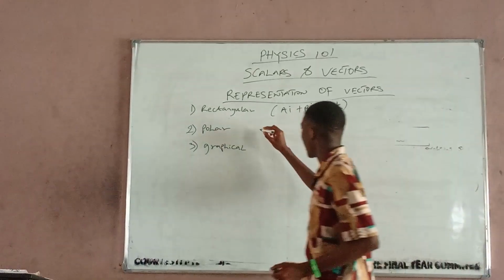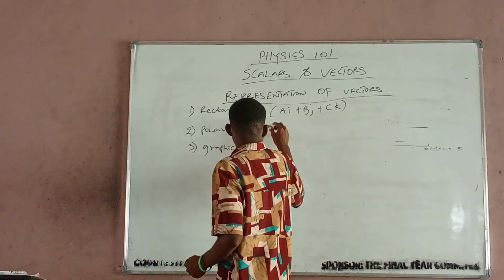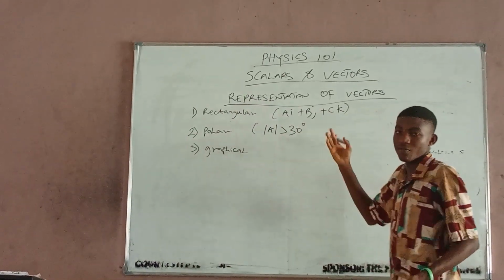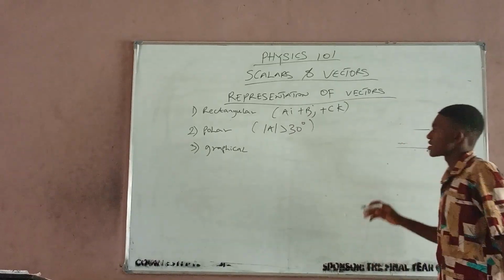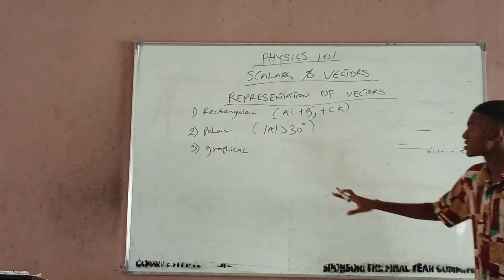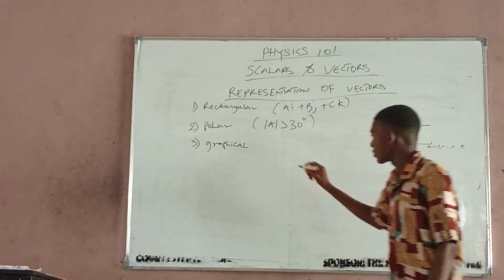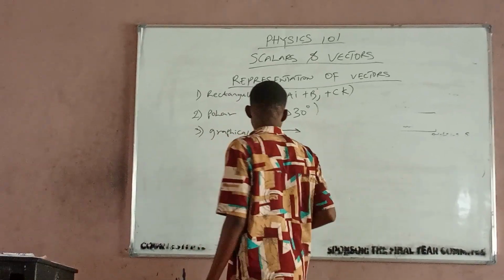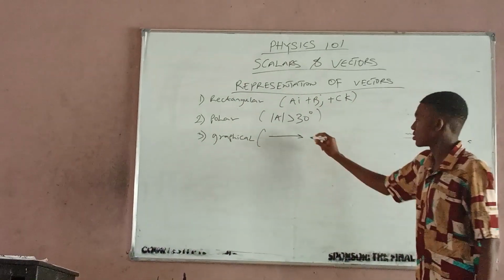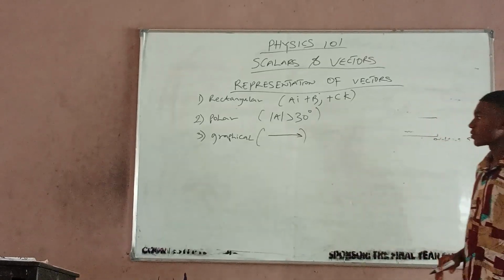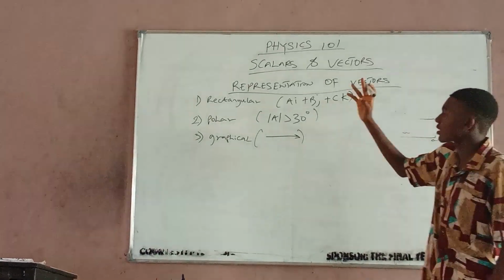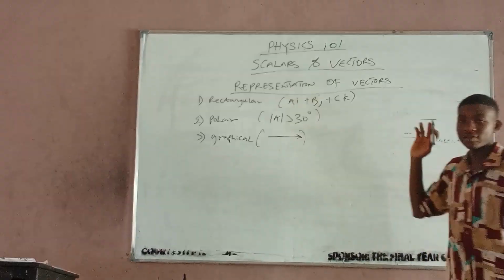Based on the polar form, we have A at 30 degrees, or any angle of your choice. This is the example based on the polar form. While based on the graphical form, we have something like this. These are the representations of vectors, either rectangular, polar, or graphical.